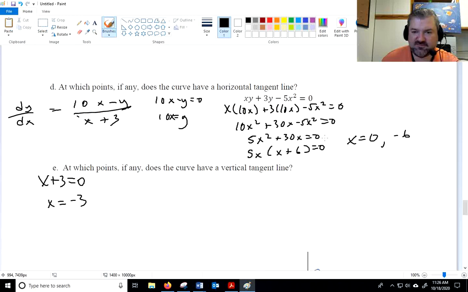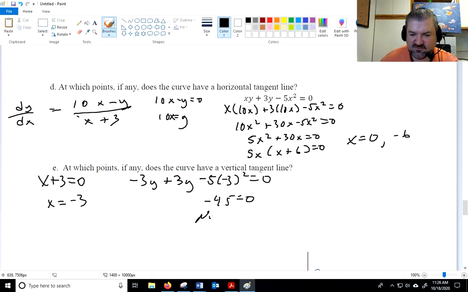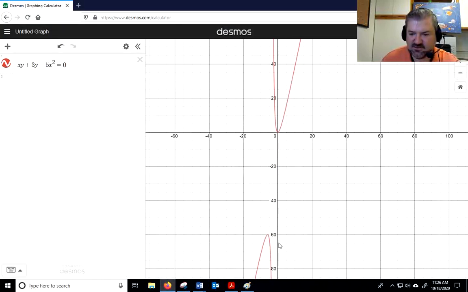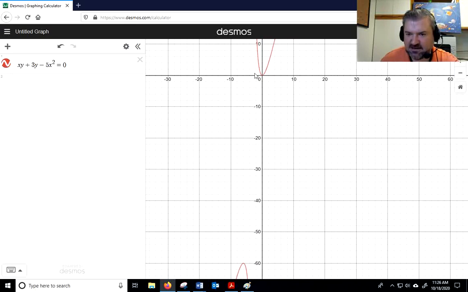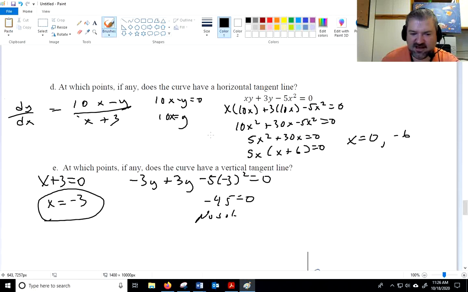All right, well, that's not too bad. Let's plug it into the original equation. So I have negative 3y plus 3y minus 5 times negative 3 squared has to equal 0. Ooh, what happens there? I end up getting negative 45 equals 0. That's no solution, right? So it turns out this x coordinate must not actually occur. And when you look at the graph, there's definitely a gap at negative 3. So we're going to have to say there's no vertical tangent line.